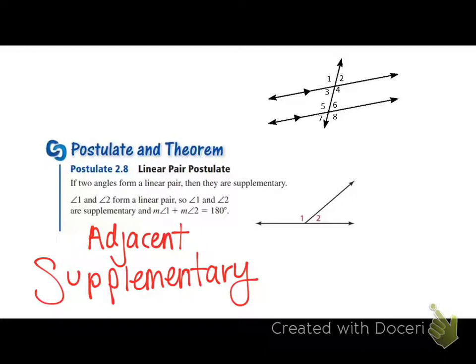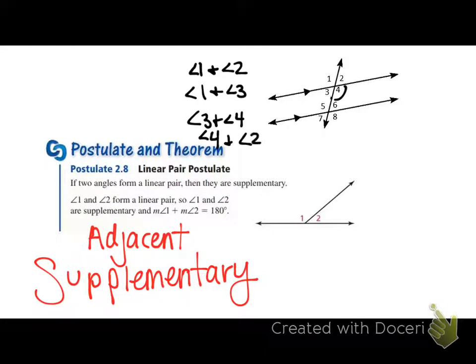I know your picture looks like this. We're not going to highlight here, because it would be too many things, but we can talk about them. What is angle 1 a linear pair with? So angle 1 and angle 2 are a linear pair. What is 1 also a linear pair with? 3. So angle 1 and angle 3. What is 3 also a linear pair with? Angle 4. And then 4 is also a linear pair with angle 2.